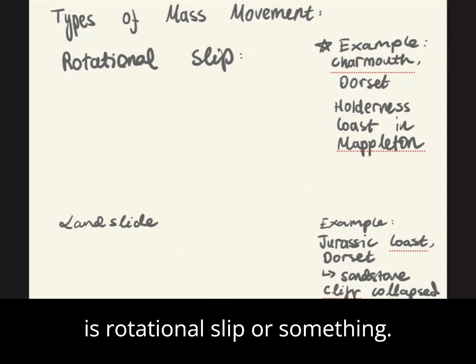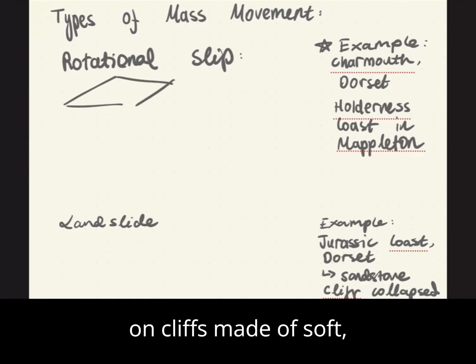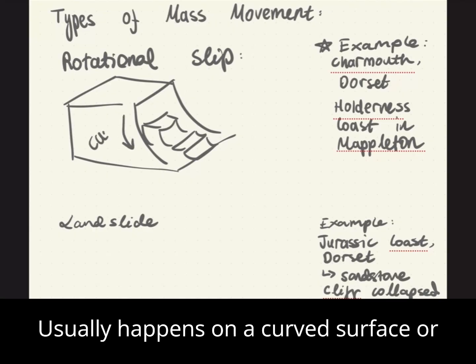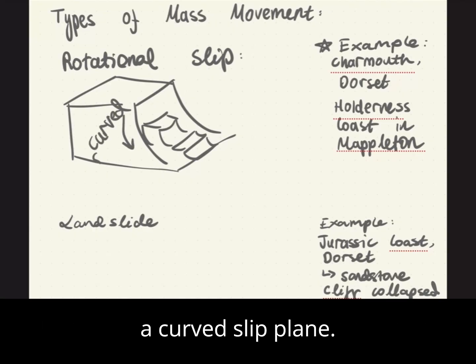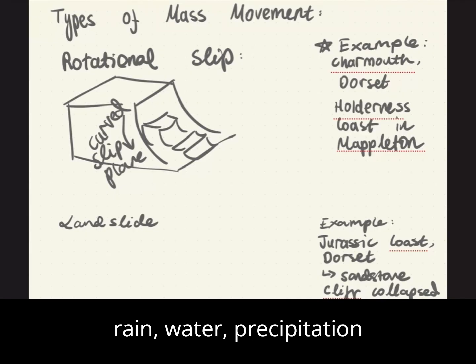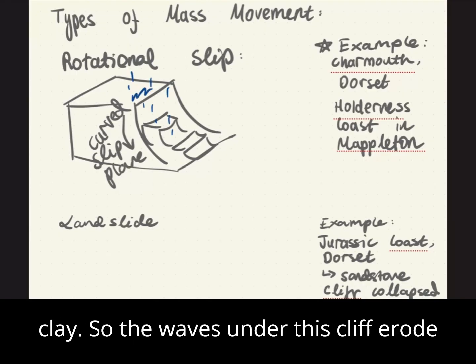It's rotational slip. So this happens on cliffs made of soft, unconsolidated material, for example boulder clay. It usually happens on a curved surface or a curved slip plane. This sort of thing happens when rainwater precipitation infiltrates the saturated and permeable clay.